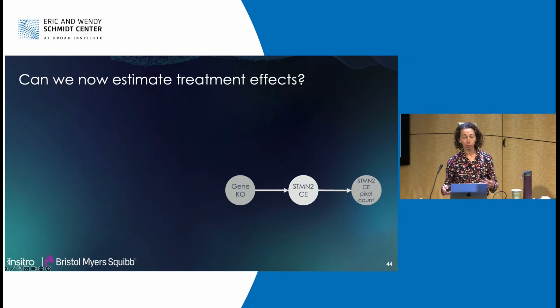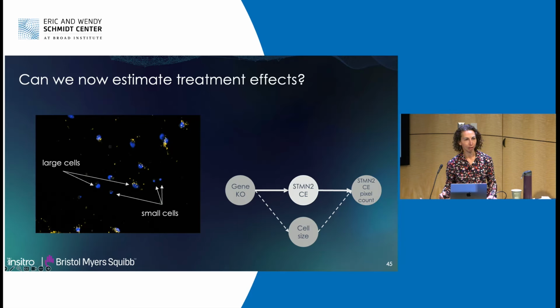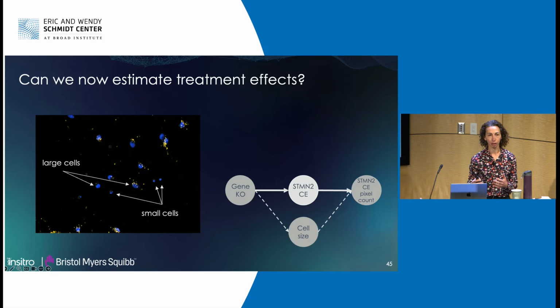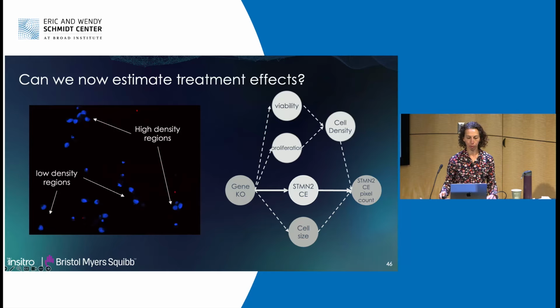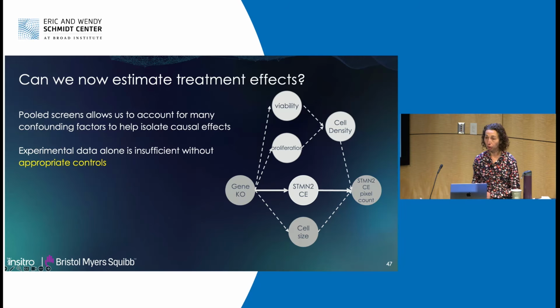Now with this pooled screen, can we estimate our perturbation effects? Well, unfortunately, the saga continues, because just the introduction of the CRISPR machinery can have effects on our cells, such as on cell size or cell viability, which affects cell density, and all these effects can further confound the estimates that we're interested in. So although pooled screens do help with batch effects, it's still important to design appropriate controls.